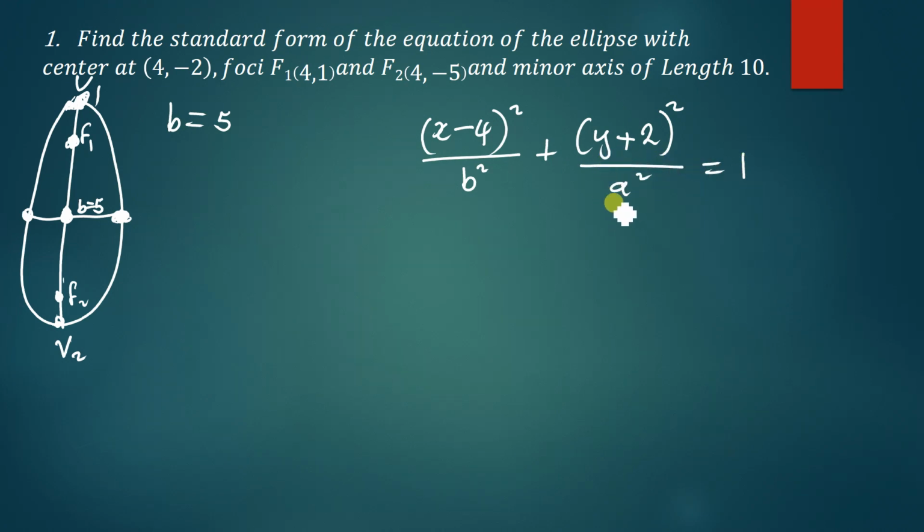So we've managed to find the value of B, because we said the distance from there to there is equal to B, and it has been given that the distance from this point to that point is 10, meaning B is 5. Now how do we find the value of A? Finding A is simple, because we have been given the focus, and we know that the distance from the focus to the center is C. So how do you calculate this value of C? You simply subtract the center and one of the foci to find C.